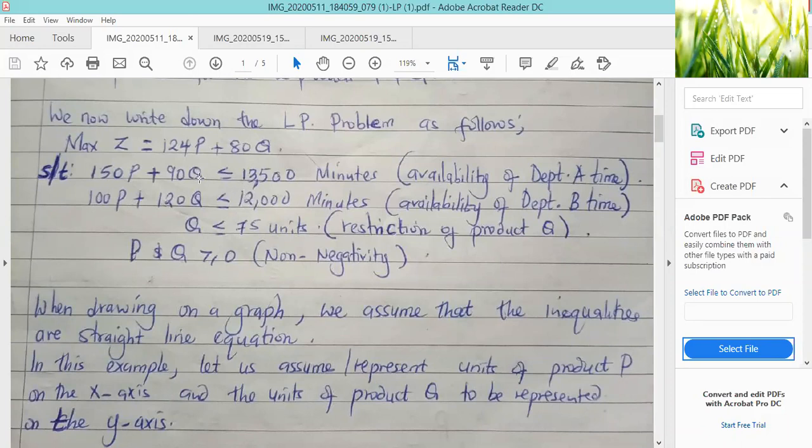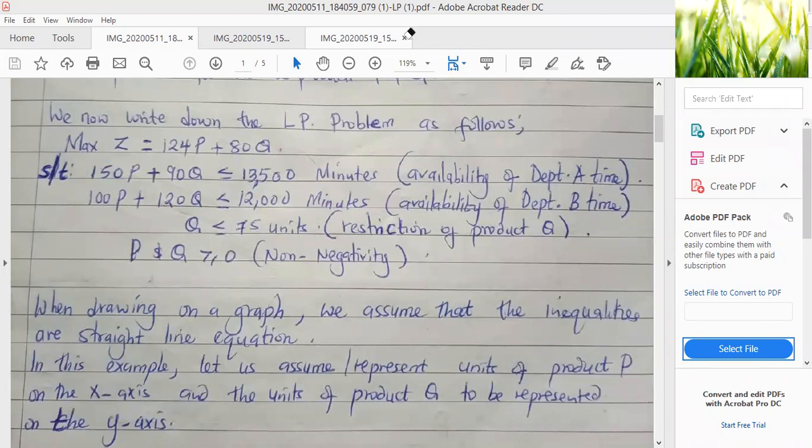For uniformity, you have to align whatever is given as per the requirement, the units. Here you can see per unit of P we required 150 minutes, but the amount given here was in hours. So I've done the conversion of those hours into minutes. Also, the quantity of Q we were told is restricted to 75 units. So again, we cannot go beyond that.